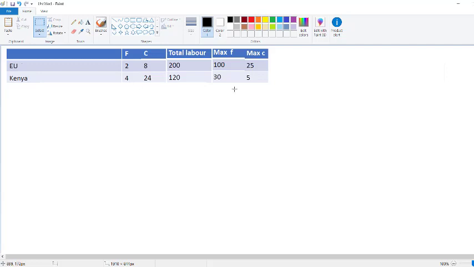120 divided by 4 gives you 30. 120 divided by 24 is 5. So now you can draw your PPCs. Also, you can work out your terms of trade or the cost for chemicals.